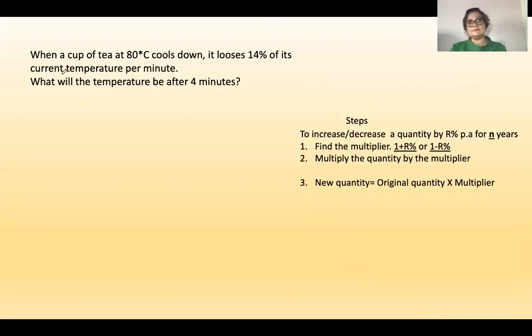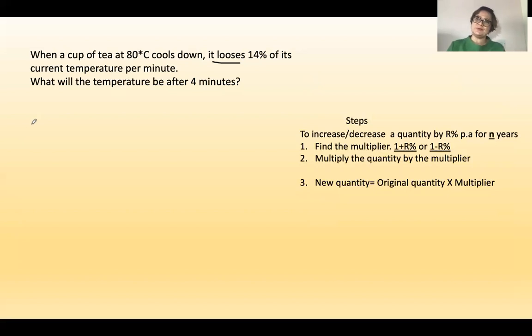Now, another question. When a cup of tea at 80 degrees Celsius cools down, it loses 14% of its current temperature per minute. What will the temperature be after 4 minutes? Now, this is where you have to think a little bit, especially when you read a problem with compound percentages. It says loses, so that means after 4 minutes, the temperature is not going to go up, it is going to go down. So it is going to be a decrease of the quantity, decrease of the temperature.